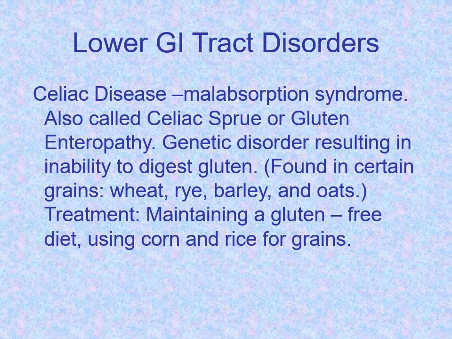Lower GI tract disorders. Celiac disease. This is a malabsorption syndrome that is considered to be primarily a childhood disorder, but is also seen in middle-aged adults. Also called celiac sprue or gluten enteropathy. It's linked to genetic factors and a defect in the intestinal enzymes that prevents digestion of gluten. Now, gluten is found in certain grains: wheat, rye, barley, and oats. Treatment is maintaining a gluten-free diet using corn or rice for grains.